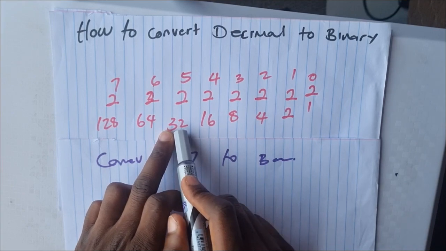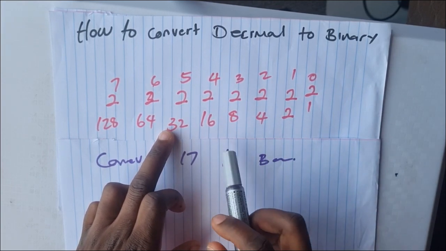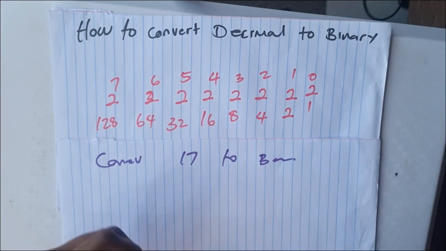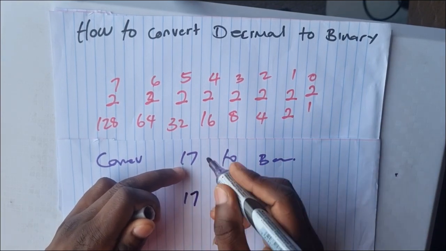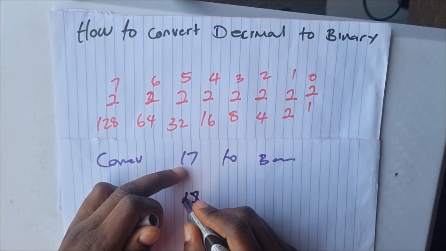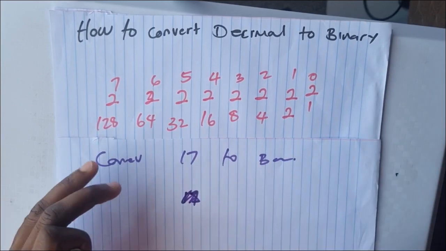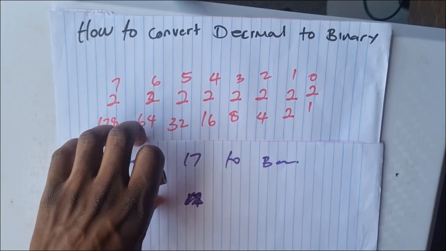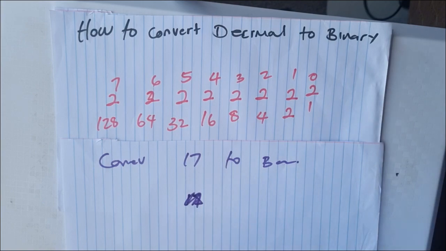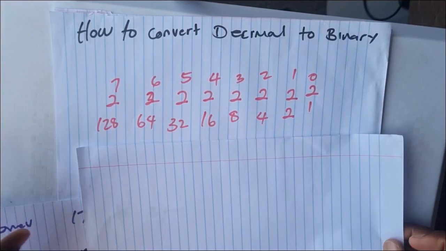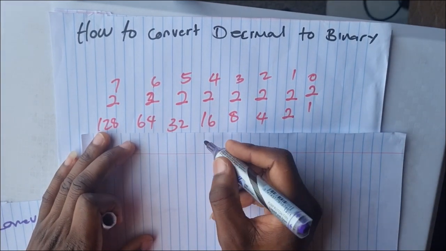32 is already above 17, so we cannot add it. But we have 16, so we're going to have 16 here.